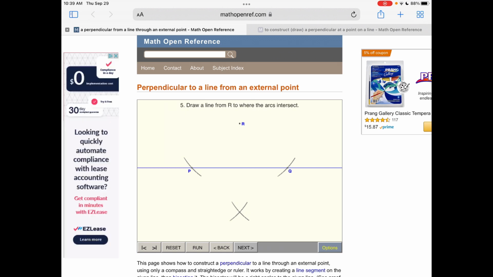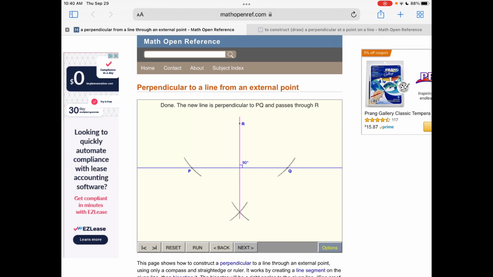And then I'm going to put the metal point at Q and swing to create another arc. And what happens is where those two arcs intersect, we're going to connect that intersection to our point with a straight edge, as always. And we're going to label it with a nice right angle mark because we've just created a perpendicular line through point R.